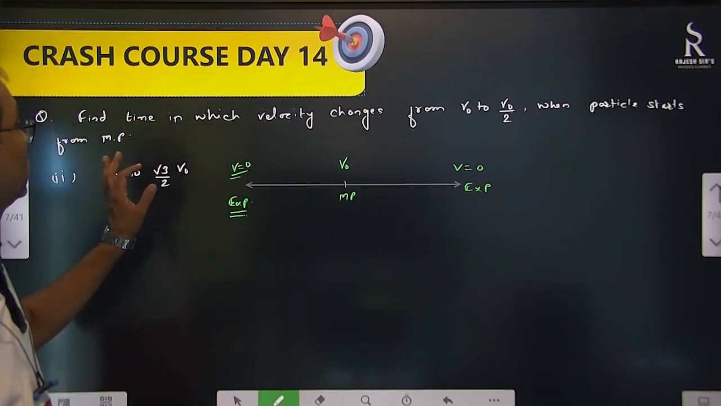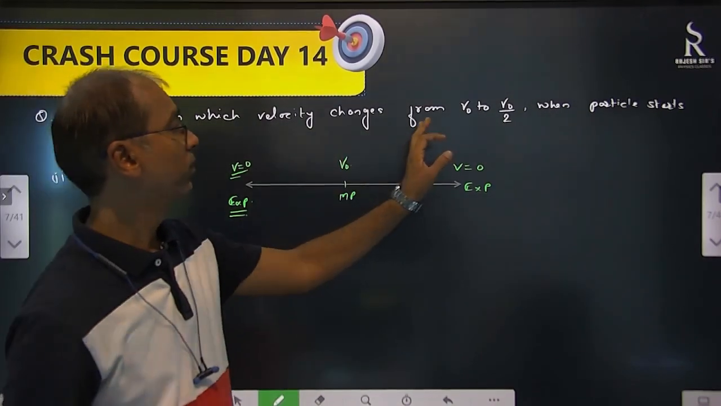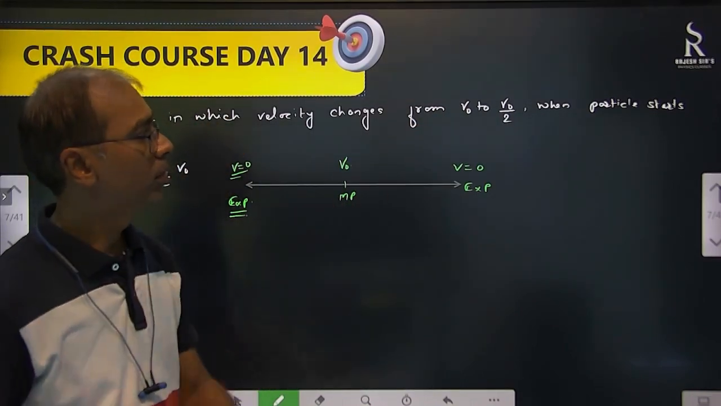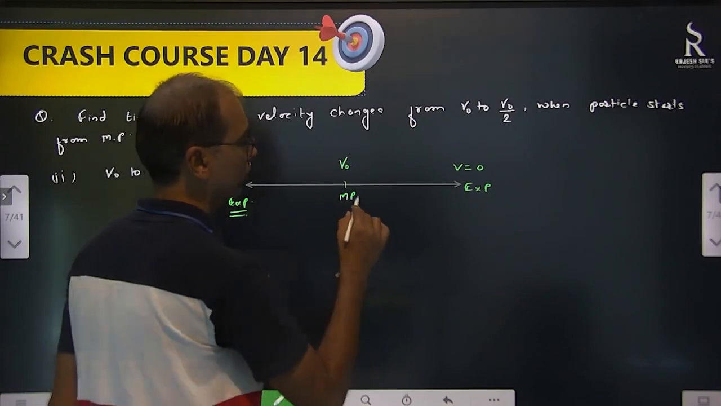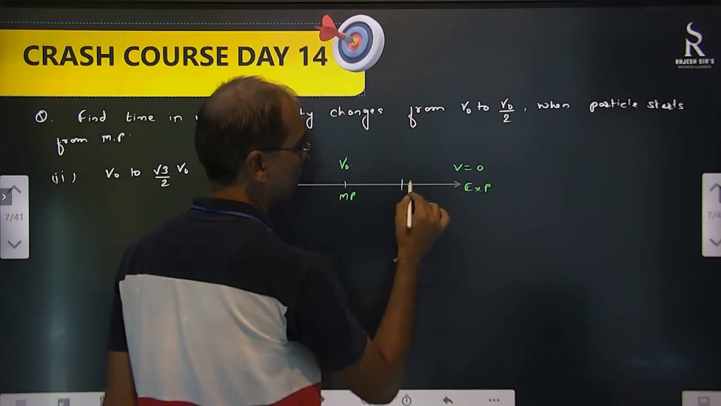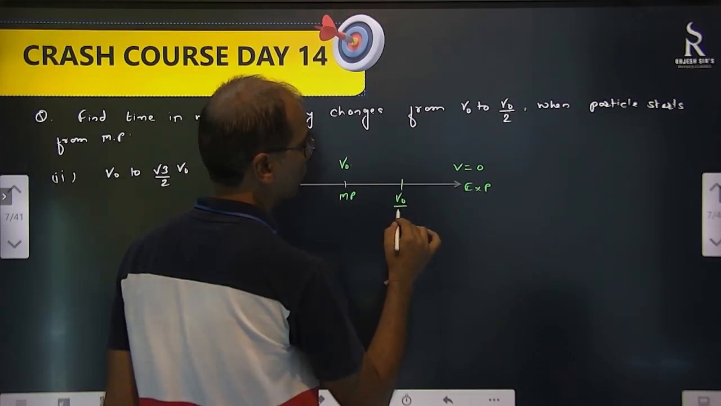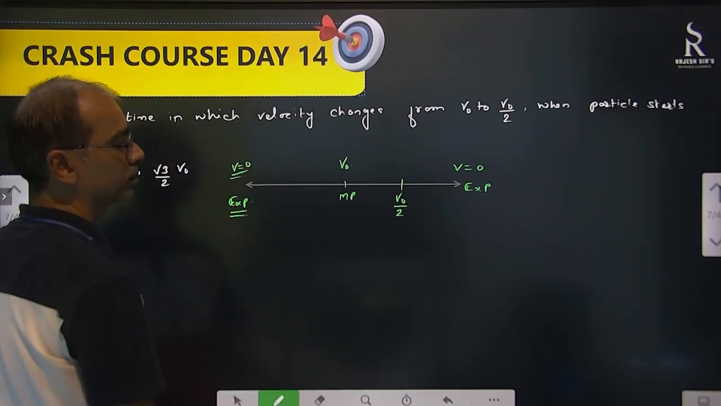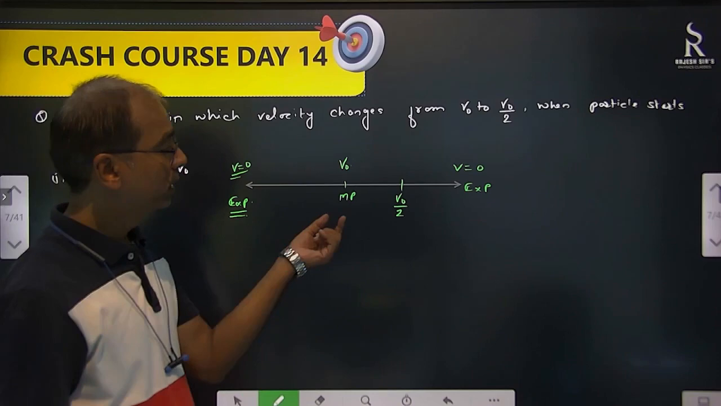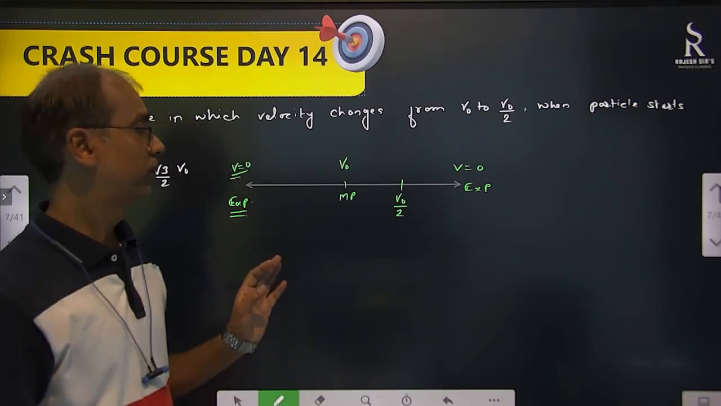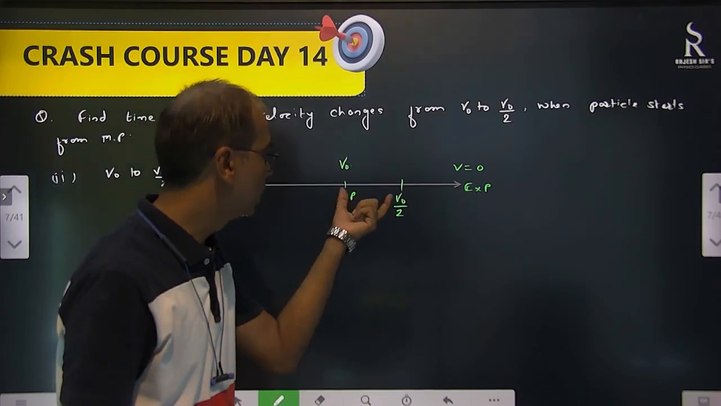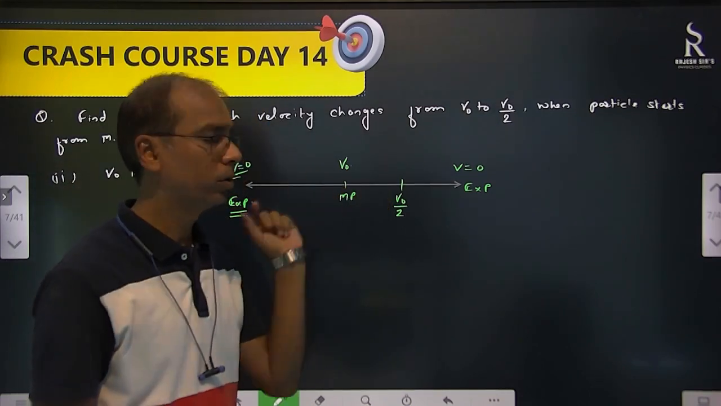The question says find the time in which velocity changes from v naught. So v naught means it's starting from mean position, and then it becomes v naught by 2. Maybe somewhere here, because as it's moving, its velocity is decreasing. So this is v naught by 2. But what we have to find? Time. I can understand time only if I get the theta value, in how much theta this decreased from v naught to v naught by 2.